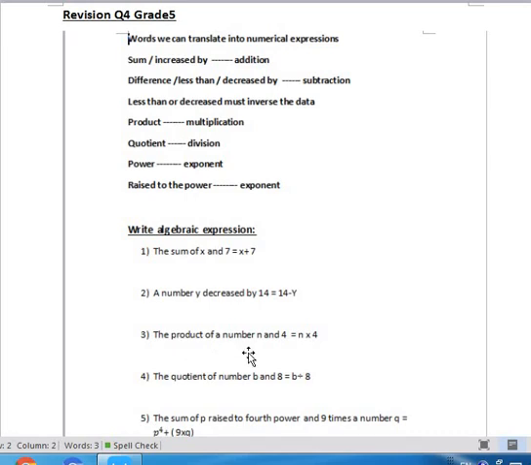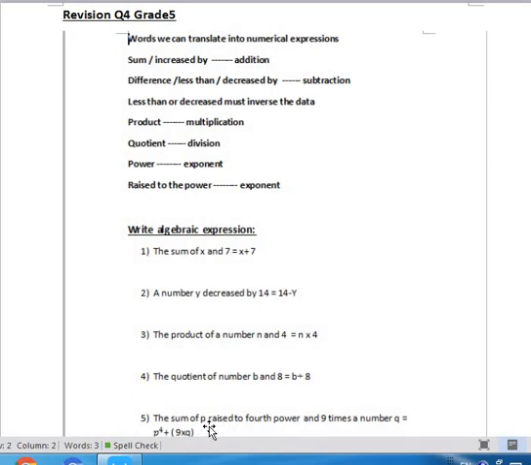The product of a number n and 4. Product means multiply, so it's n times 4. The quotient of a number b and 8. Quotient means what? Division. So b divided by 8.